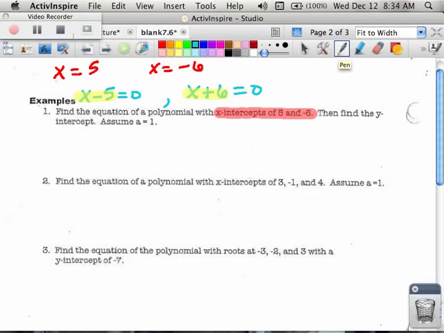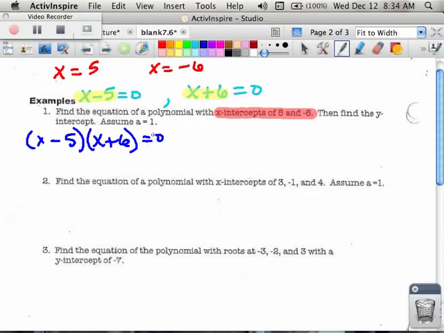So that x minus 5 and x plus 6, I'm going to write like this: x minus 5 and x plus 6. Because what's happening is I know that the red 5 makes the first parenthesis 0, and the red negative 6 made the second parenthesis 0. So I'm going backwards. And now all I have to do to find my equation is FOIL out the blue parentheses.